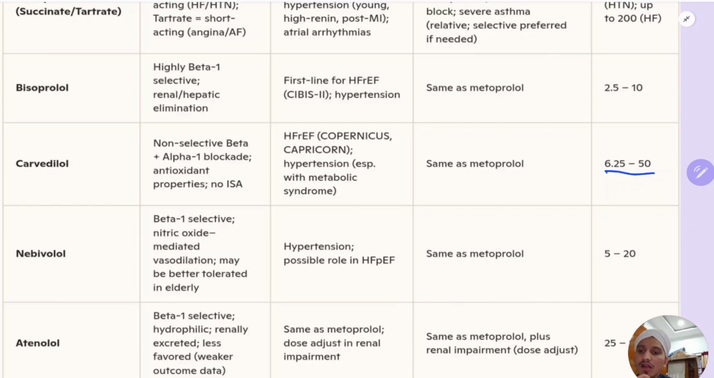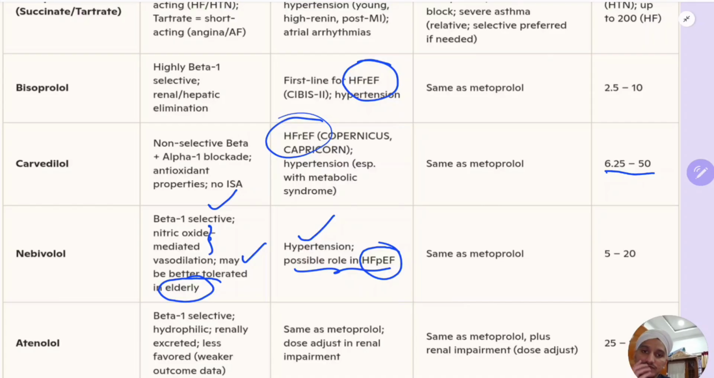Okay. So nebivolol, beta 1 selective, with nitric oxide mediated vasodilation. This is the special property of nebivolol. It may be better tolerated in elderly patients. In hypertension it is used. It has a possible role in heart failure with preserved ejection fraction. So bisoprolol and carvedilol are for reduced ejection fraction, whereas nebivolol may have a role in preserved ejection fraction. Contraindications are same. Starting dose is 5 mg, up to 20 mg you can give. 5 to 20 mg.